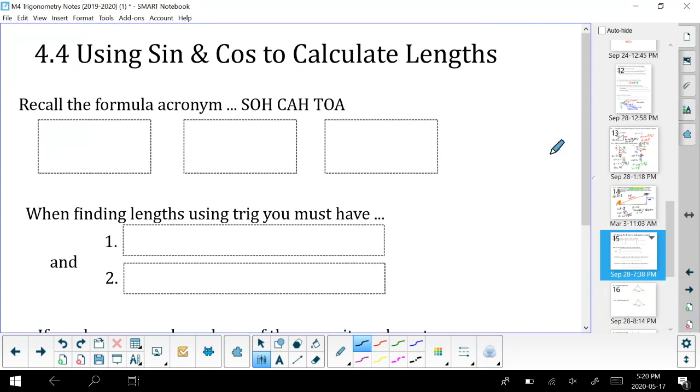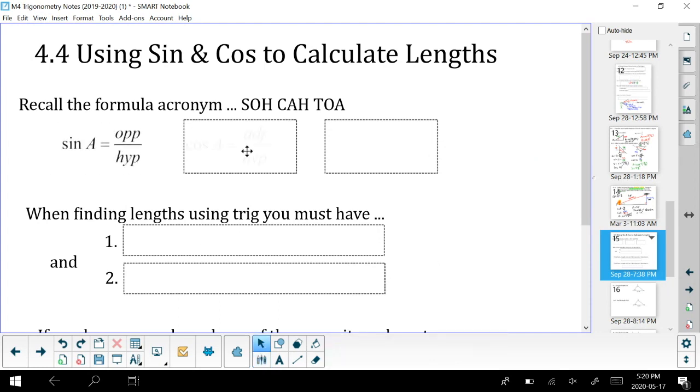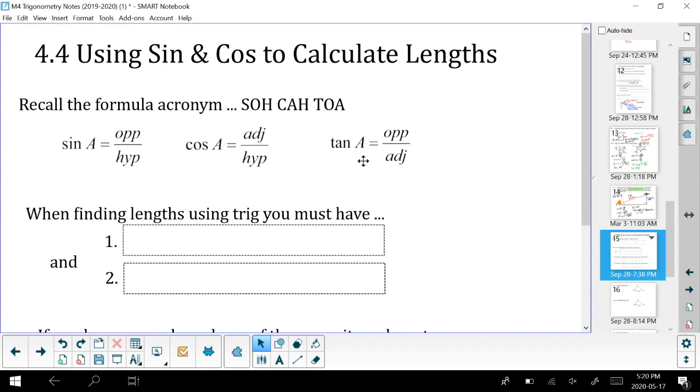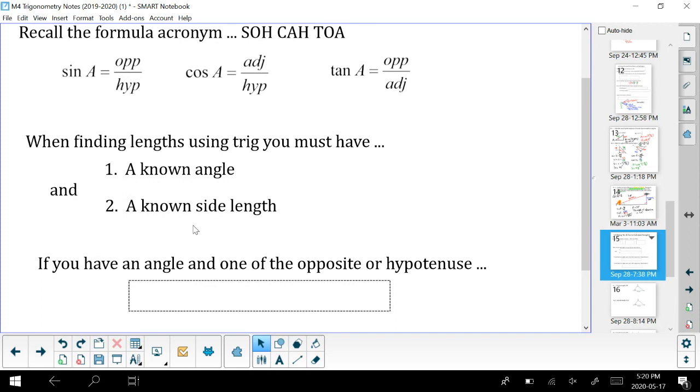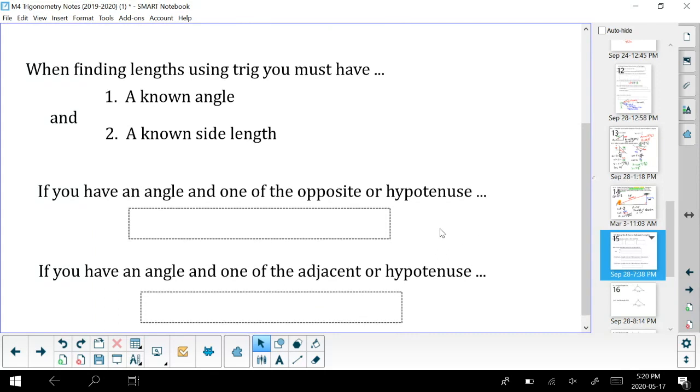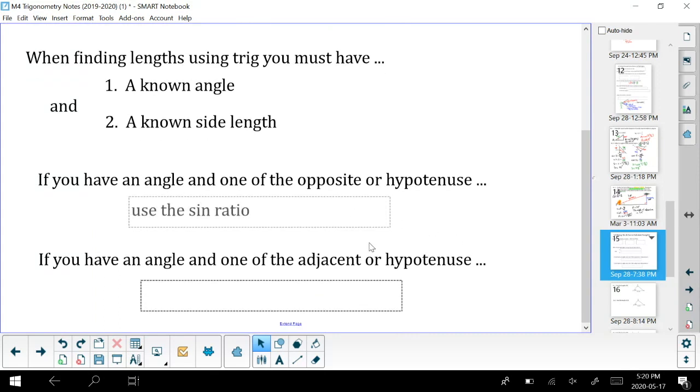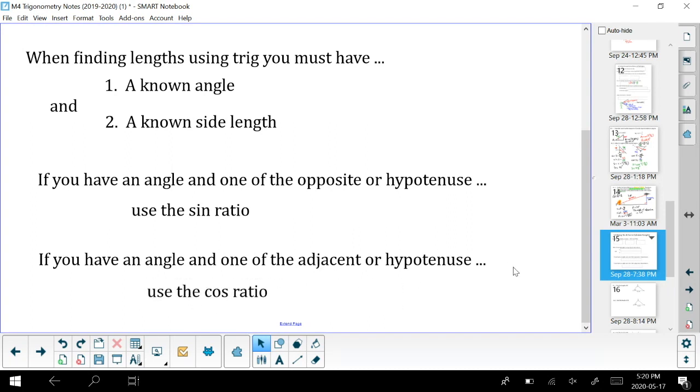So now that we've used sine and cosine to figure out the measures of various angles, we can use them to calculate the lengths. So remember our acronym SOHCAHTOA, you have sine, cosine, and the tangent ratio. Now, again, a quick reminder, when we're finding those lengths with trig, we need to have one known angle and we need a known side length. So two things that we definitely need to know. If we have an angle and either opposite or hypotenuse, you want to go ahead and use the sine ratio. Notice opposite and hypotenuse comes from sine. And if we have an angle and adjacent or hypotenuse, you want to use the cosine ratio.